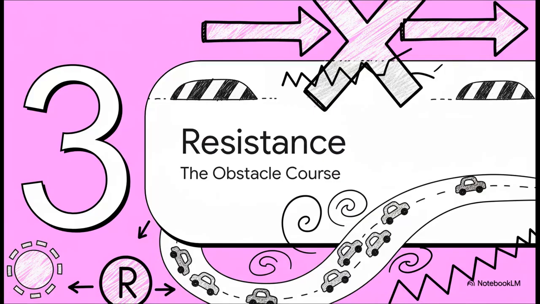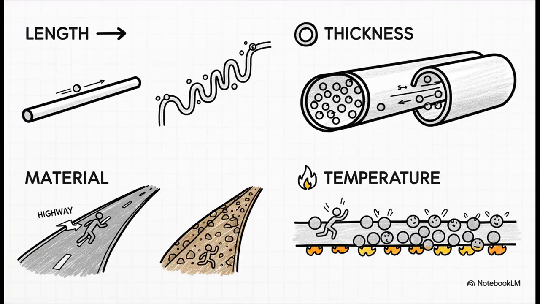But wait a minute, who is this new friend R? We talked about the flow, and we talked about the push. Well, R, or resistance, is the opposition to the flow. It's like having speed breakers on a road. It creates a sort of traffic jam for our little electrons. So, what causes this traffic jam?